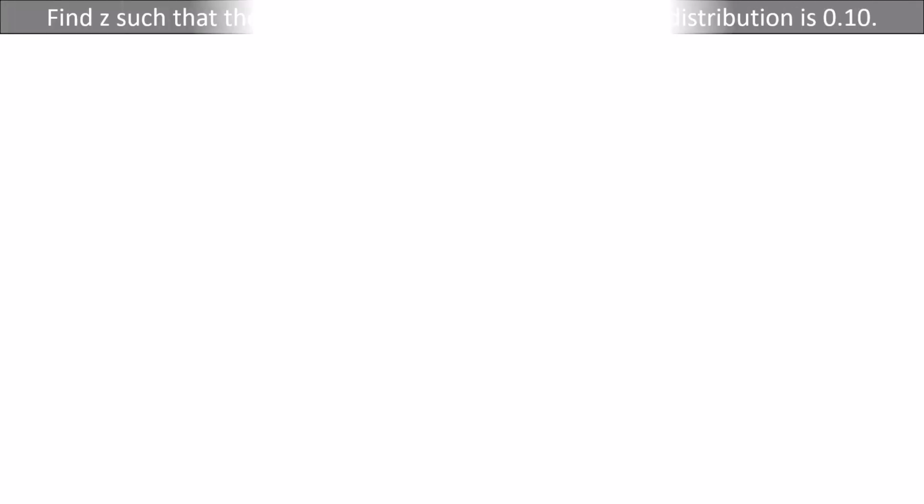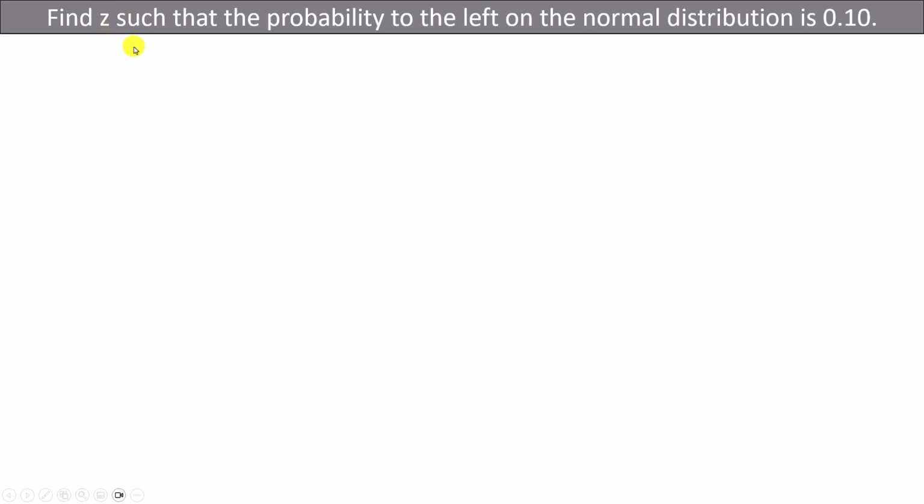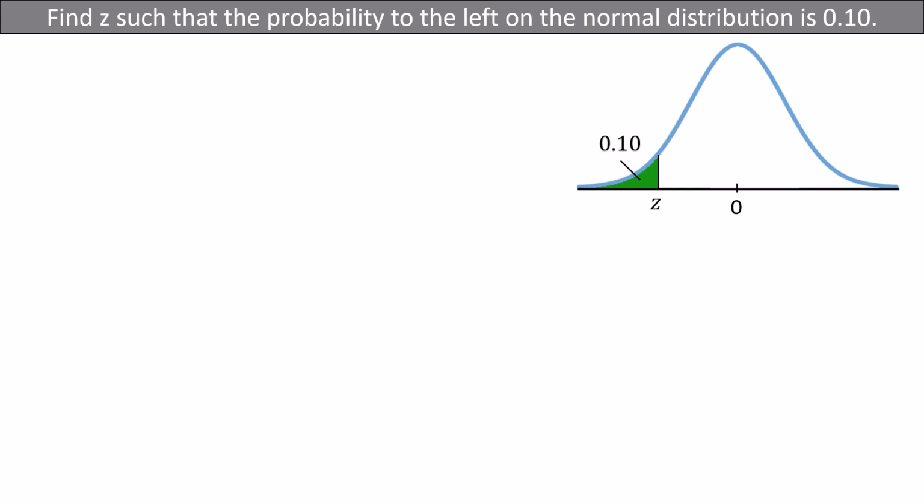Now, so far, we've been using normal CDF along with z-scores to calculate probabilities. But what if we want to go backwards? What if we already have a probability and we want to find a z-score from the probability? Well, that's what the function called inverse norm will help us find. Let's look at some examples. Let's say we are asked to find the z-score such that the probability to the left on the normal distribution is 0.1. Once again, the picture is going to be your friend on these types of problems.